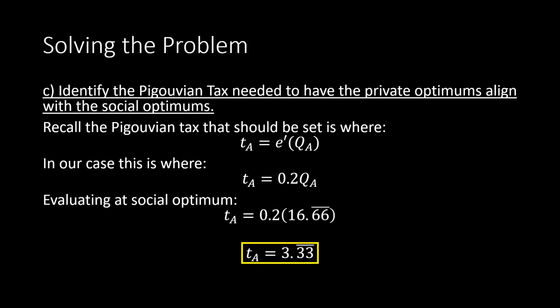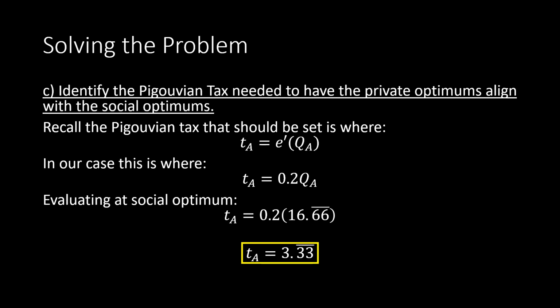Next, we're going to identify the Pigovian tax, which is needed to have these private optimums align with these social optimums. Now, recall that the Pigovian tax should be set where our tax per unit is going to be equal to the marginal damage. Since firm A is damaging firm B here, the tax is going to be applied to firm A, and the marginal damage is going to be given by firm B here.